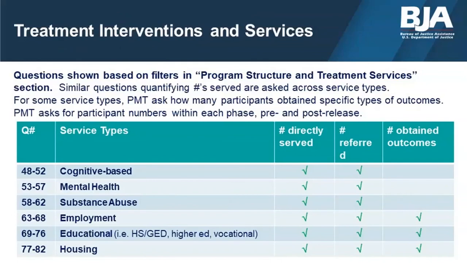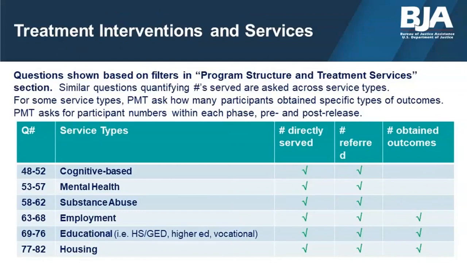We've talked about counting all the participants who started or completed your program. What about the services we provided to them? Depending on what service types were chosen in the early program structure and treatment services section, PMT will show questions related to the areas shown here.